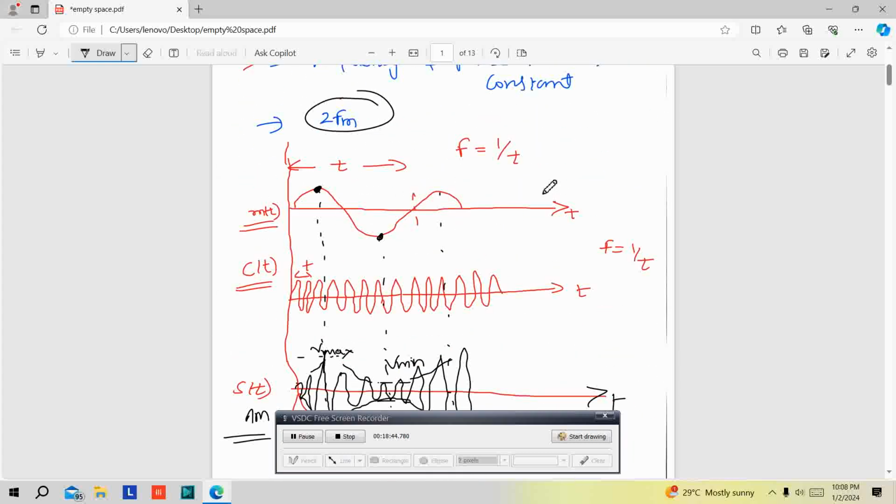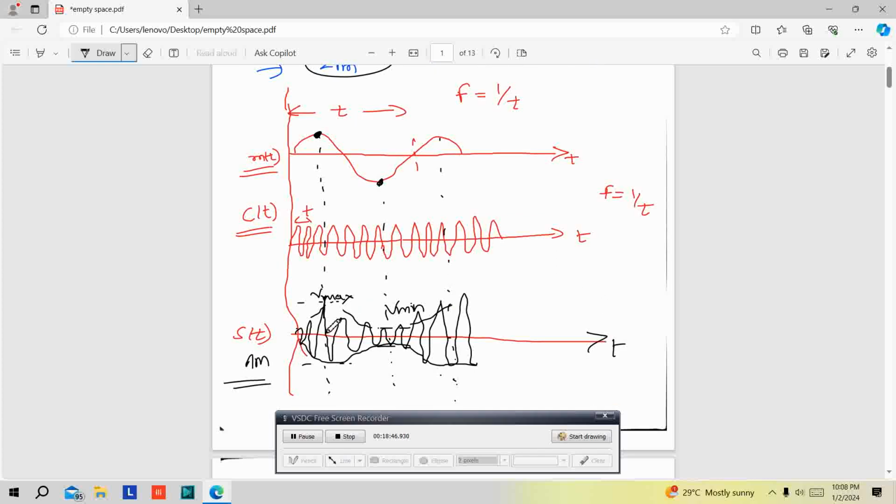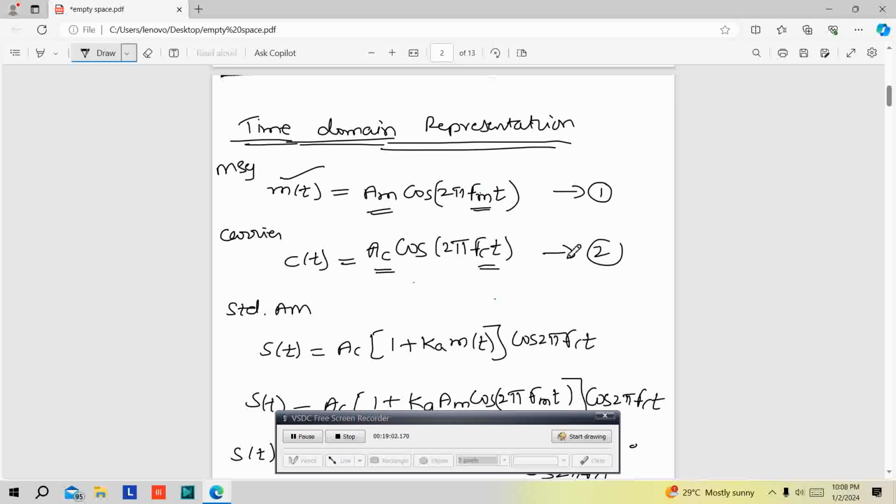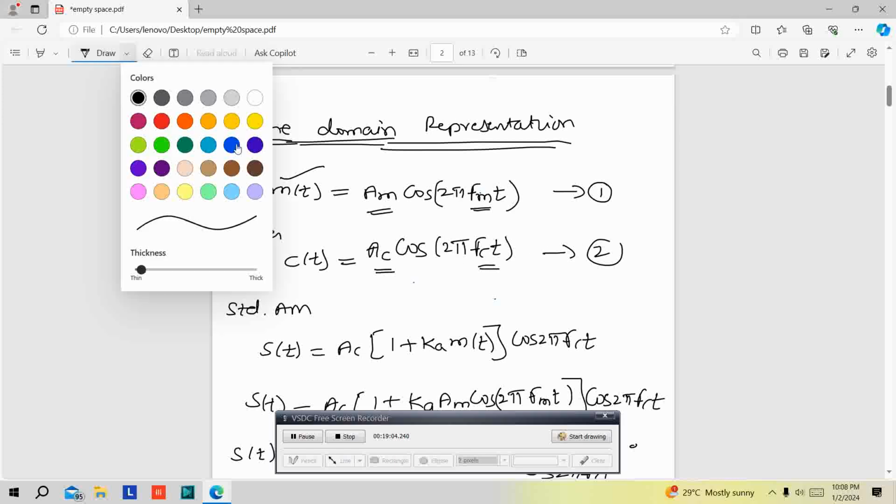Consider this a message signal and this a carrier signal. The amplitude of the carrier is varied in accordance with the instantaneous value of the message signal. How it varies is very simple. Whenever the message amplitude is high, we get V max, and whenever the message amplitude is low, we get V minimum. Then I derive the time domain representation and the frequency domain representation.